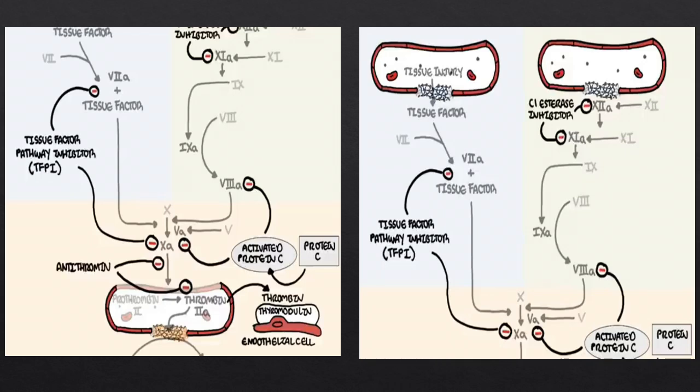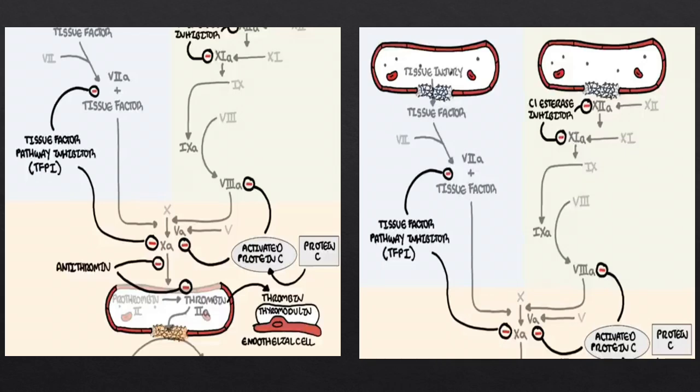So from the extrinsic pathway, there is inhibition there, so 10A, the activated form of clotting factor 10, is not formed. Furthermore, the step of prothrombin to thrombin conversion also does not take place. Antithrombin, which is another protease enzyme, inhibits factor 10A and thrombin conversion.